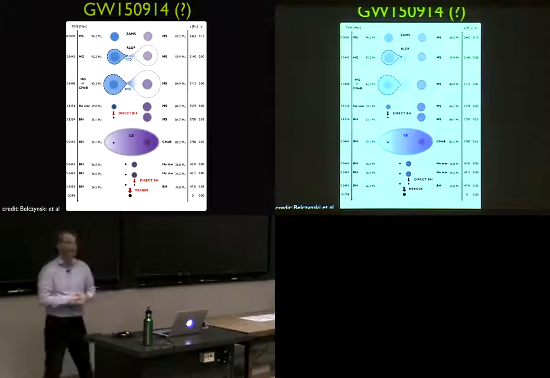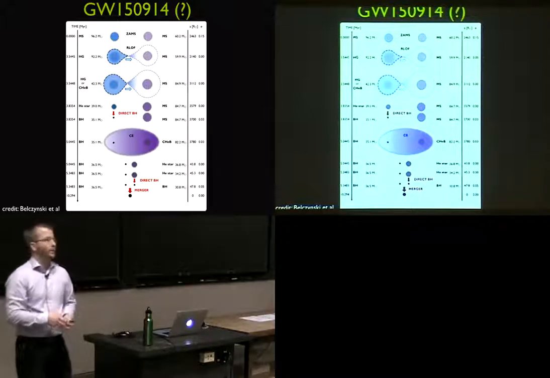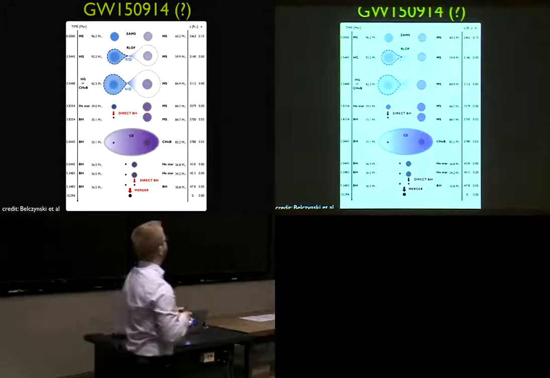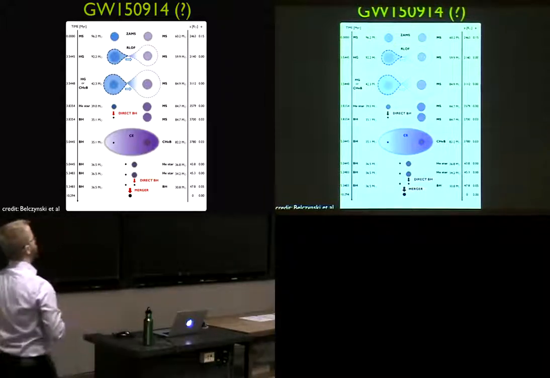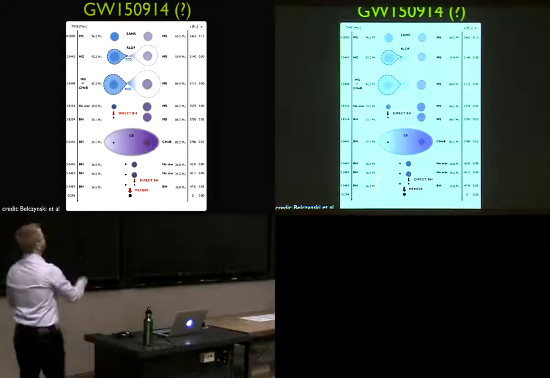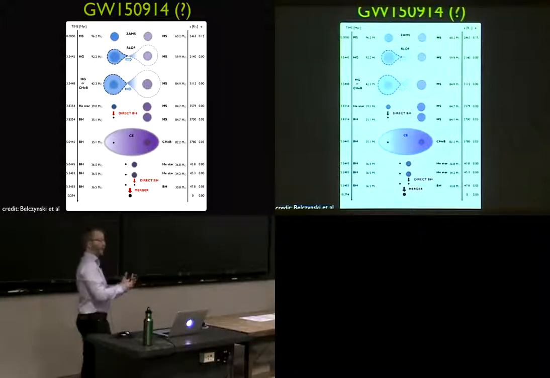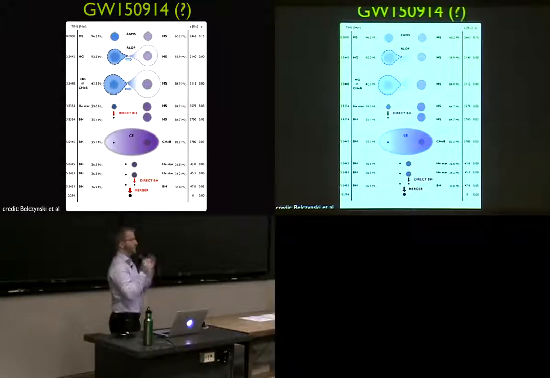And so this is a diagram of one set of authors, how they thought a compact binary like GW150914 could be formed. This is specifically in the picture of a field binary. So there's no dynamical capture of objects. These things were born together, evolved, and died together.